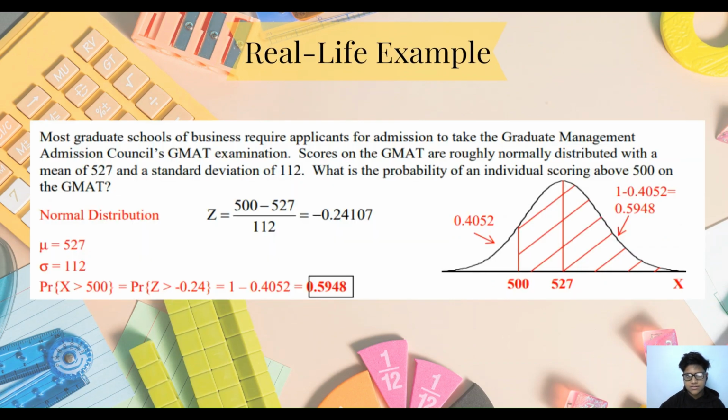Now, let's understand this real life example. As you can see in the question, most graduate schools of business require applicants for admission to take the Graduate Management Admission Council, that is GMAT, examination. Scores of the GMAT are roughly normally distributed with a mean of 527 and a standard deviation of 112. What is the probability of an individual scoring above 500 on the GMAT?